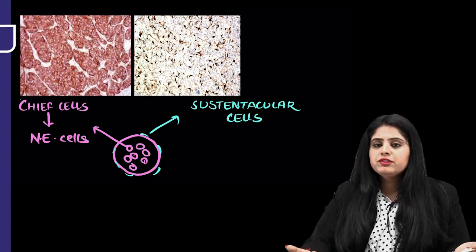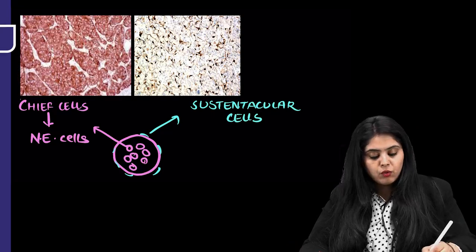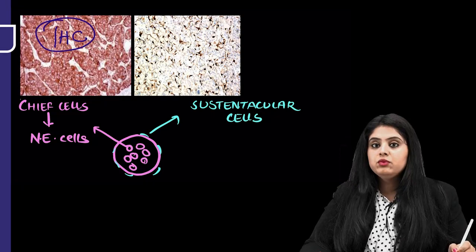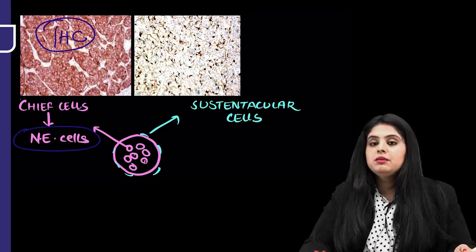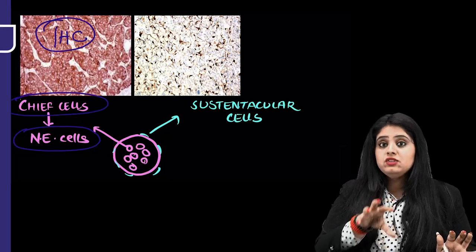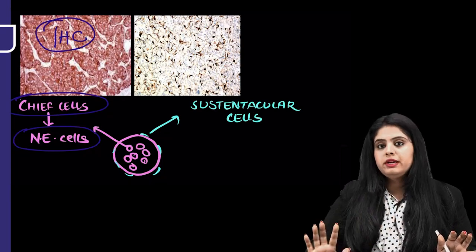Because we know pheochromocytoma is a neuroendocrine tumor. So what is the immunohistochemistry going to be? Okay, brown color stain, immunohistochemistry, all the neuroendocrine markers will be positive in the chief cells, because the main chief principal cells are the neuroendocrine cells.